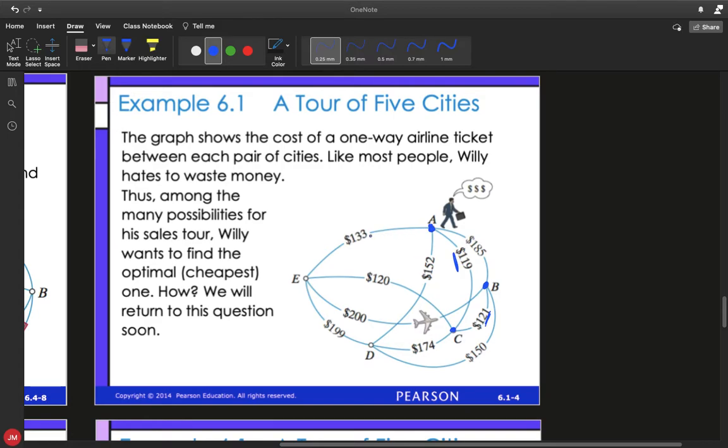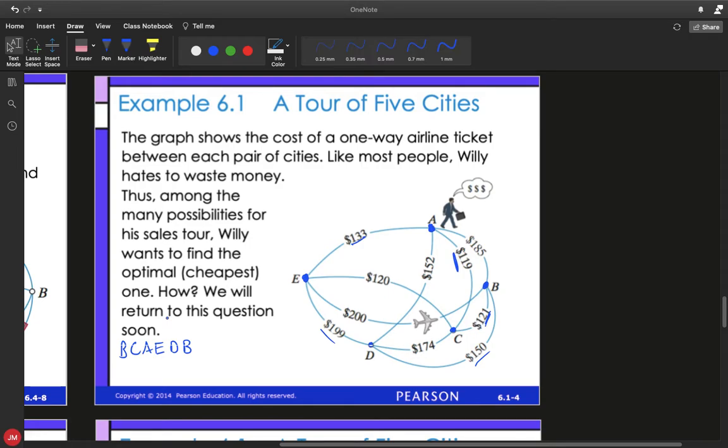From A, we need to go to either E or D. E is 133, D is 152, so 133 is cheapest. We're going to go to E. And now we only have one choice, which is to go to D, for 199. And now from D, remember we started at B, so we're going to use 150 to go back. So our tour, if we were to write that out, would be B to C, C to A, A to E, E to D, and then D back around to B. And let's see how much this tour costs.